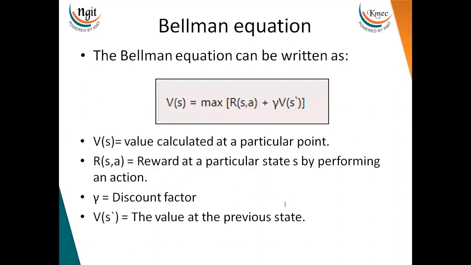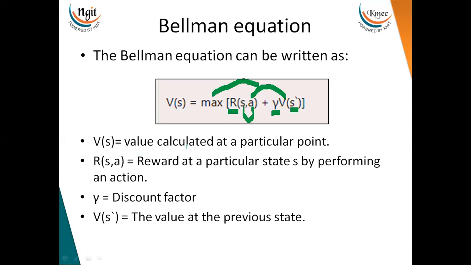Now, how we can write the Bellman equation is, first I should find out the reward that I'm getting because of action A in the state S. I should find out that reward first. Then the value of the previous state, S dash, means the state that is coming previous to S. Then that should be multiplied with gamma. Out of these two values, whatever is maximum, that will give me the value of the current state.